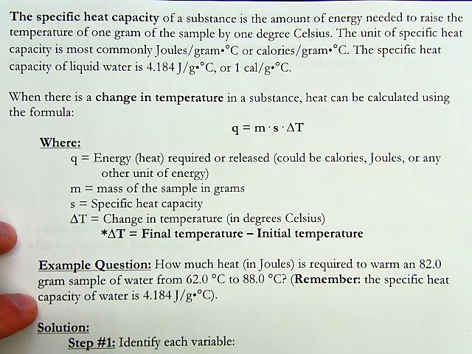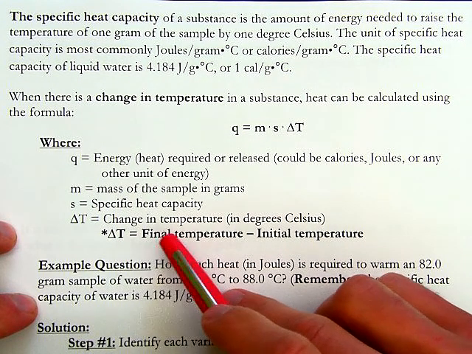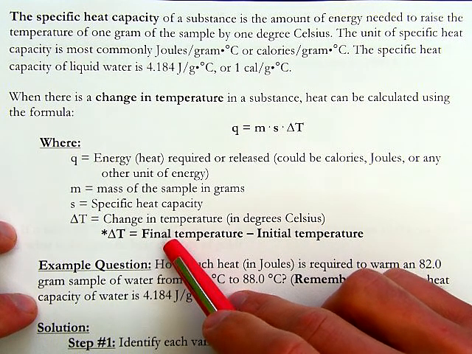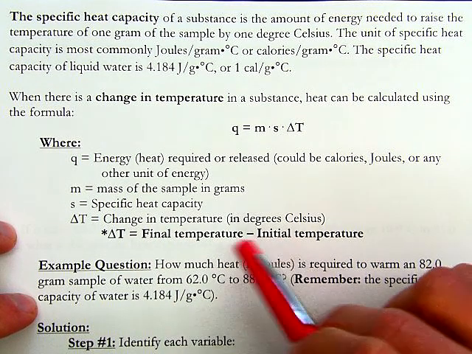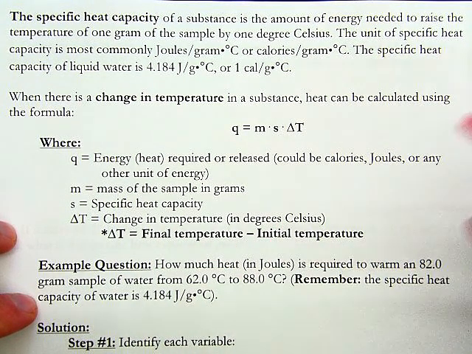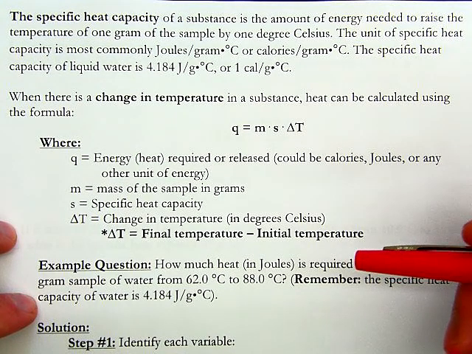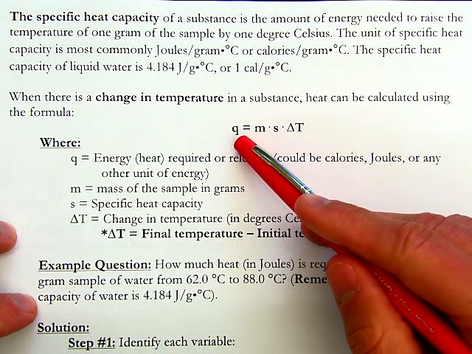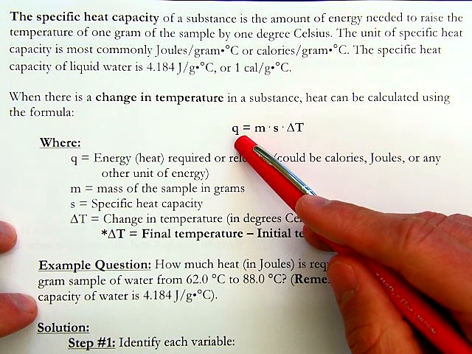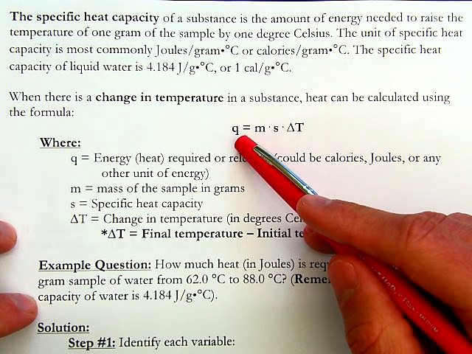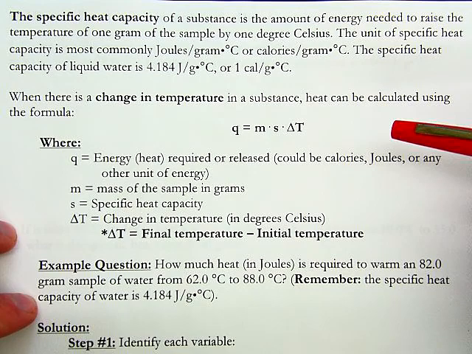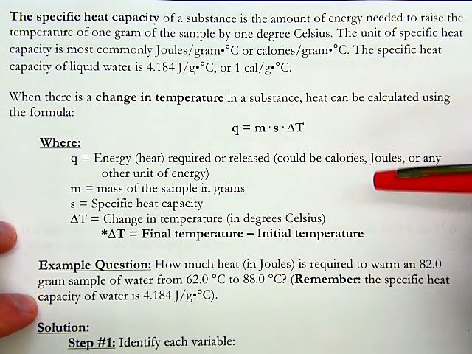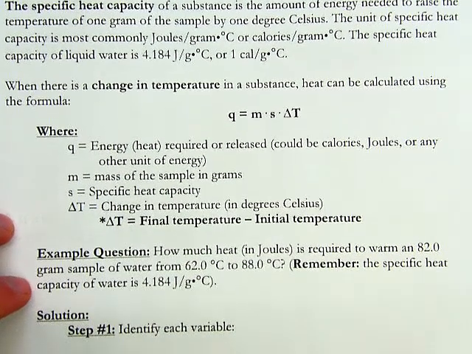And then you have delta T, which is change in temperature, and it's really important, that's why it's in bold. Delta T is always final temperature minus initial temperature. If you do this, then sometimes you get a positive number, sometimes you get a negative number. It's really important because when you do the calculation, that will give you either a positive or a negative value for Q, and that tells you if the process is exothermic, meaning energy is going to be released to the surroundings, or if it's endothermic, meaning energy is absorbed from the surroundings. So let's do an example problem.